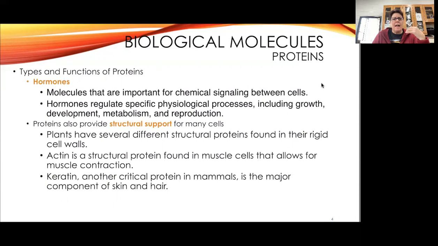Actin and myosin are two major proteins that make up your muscle. And so they are important for muscle contraction. And then we got keratin, which is another one that's hair, nails. Those are all major components of basically your outside. Okay, so your skin is full of keratin. So lots of different jobs.